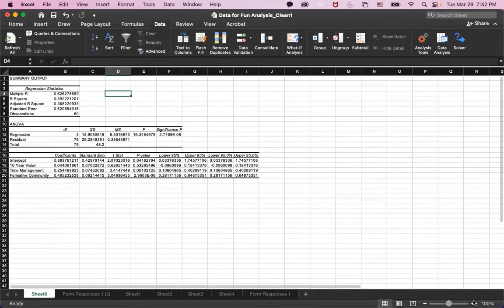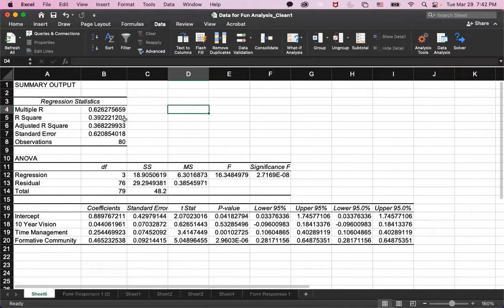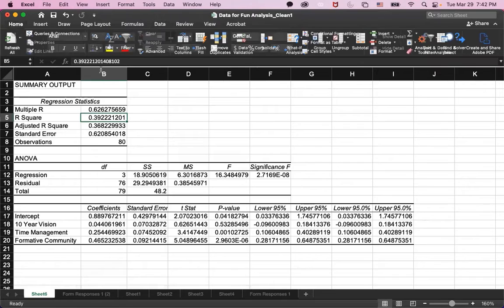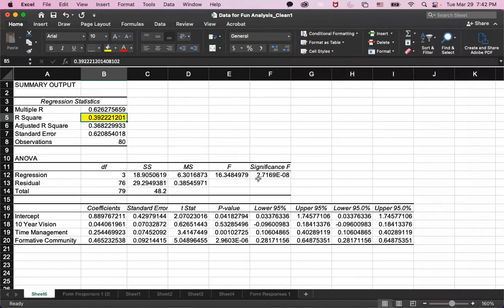And let me magnify. So R square, 40%, right? Which is very high. So 2.7169 E minus 0.8 means there are 8 zeros after the 0. So 0.000027169, that's what it means. And therefore, this is meaningful because the p-value is less than 0.05.